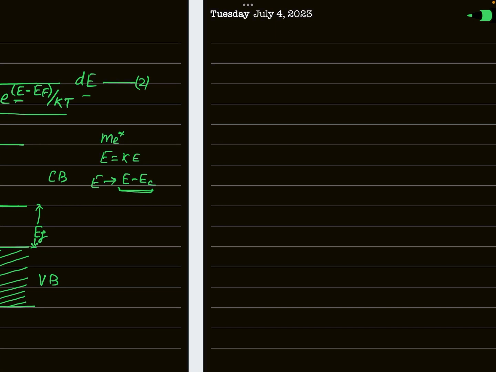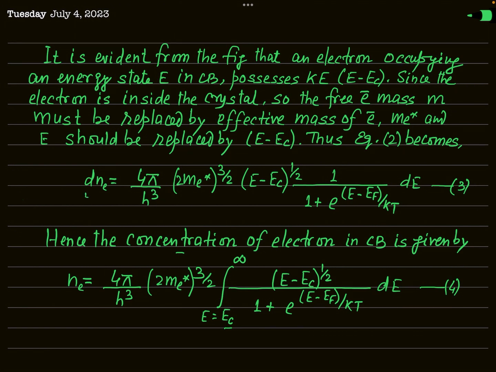What will be that? That will now be written like this. dNe symbol has been, I have taken the same, and that will be 4π over h cubed times (2 me*) to the power 3 by 2. Mark it, not m, but me* now. And in the place of E, now I am writing E minus EC. But this E remains at each. So this is the number of electrons per unit volume in the conduction band having energy between E and E plus dE. So I have mentioned it here.